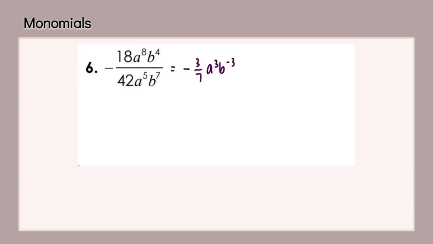Now, when we write our final answer, anything with a positive exponent goes in the top of a fraction. Anything with a negative exponent goes in the bottom of a fraction. So our negative is still in the front, and we get 3a cubed over 7b cubed. And once we put our negative exponent in the bottom of the fraction, it turns positive, and our final answer is completely simplified.